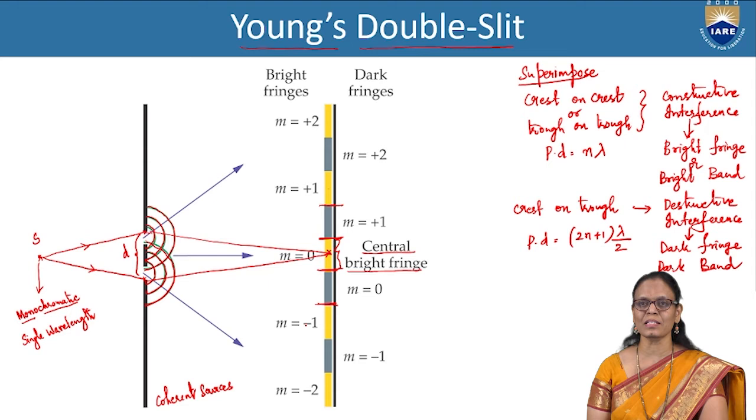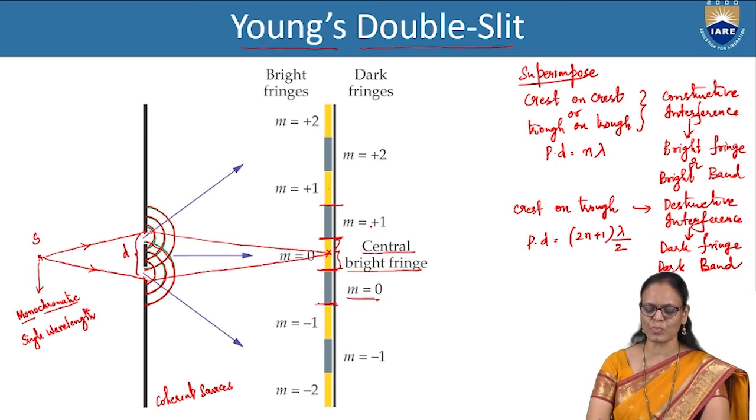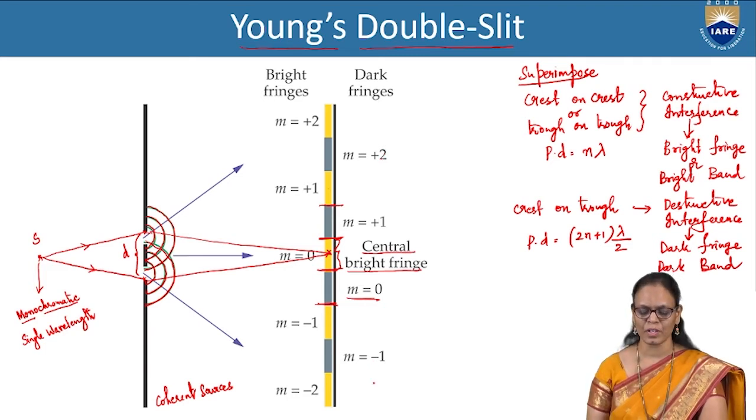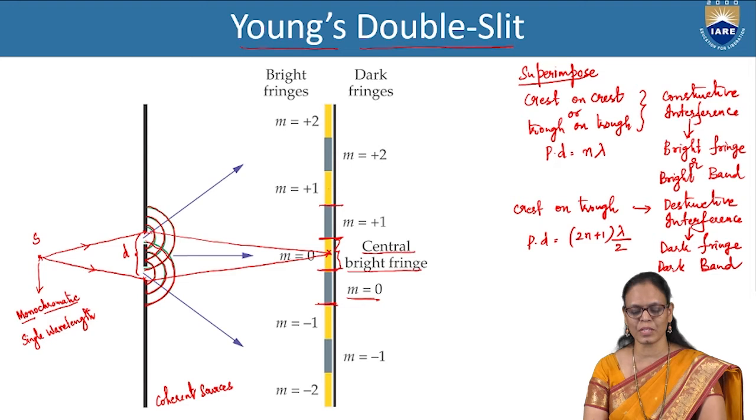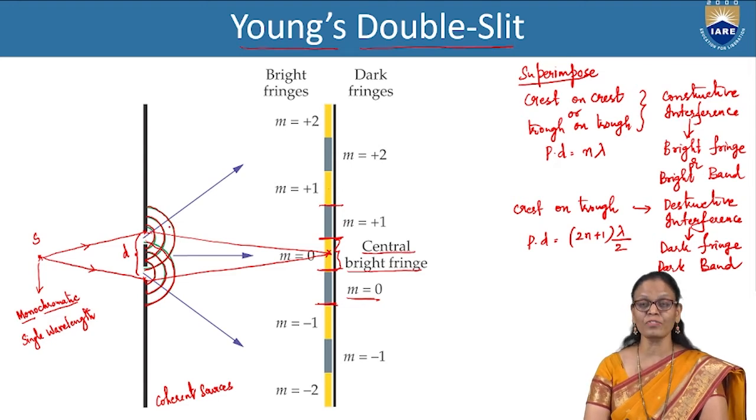M is equal to -1, -2, because we are going in the downward direction. And for the dark band, if this is m equal to 0, this is +1, +2, this is -1 and -2 you will have. So what we are trying to observe here is the superposition of waves that are coming from these two slits.